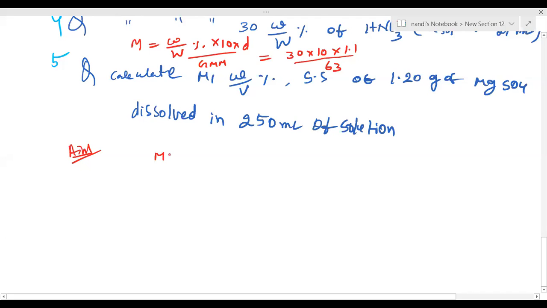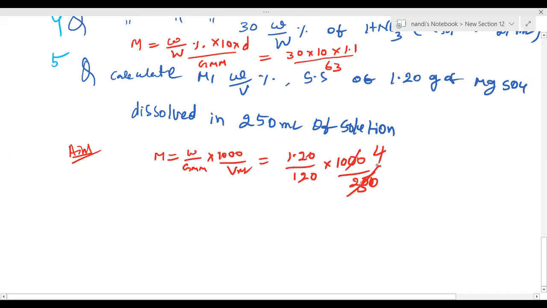Molarity equal to, you can do by using the formula as well as the definition. Given mass by gram molecular mass into 1000 by V mL. So 1.20 by 120, molecular weight of MgSO4 is 120, into 1000 by 250. So 4 times 1 by 100. This is 1 by 100. So 4 by 100 you will get 0.04.